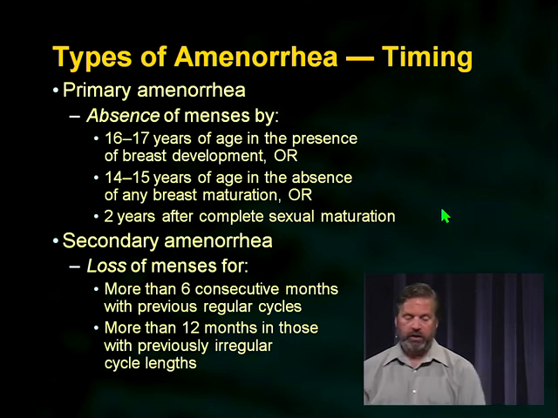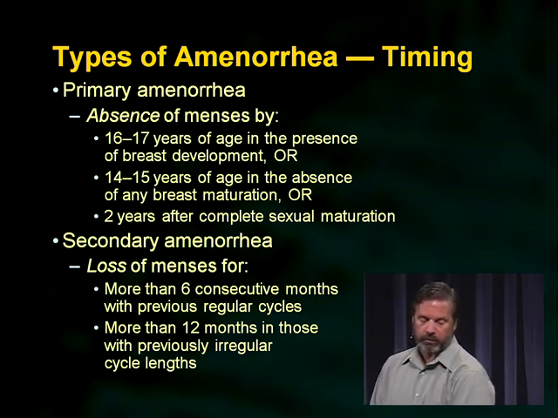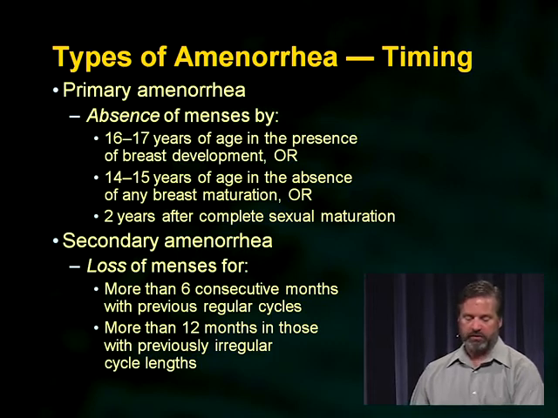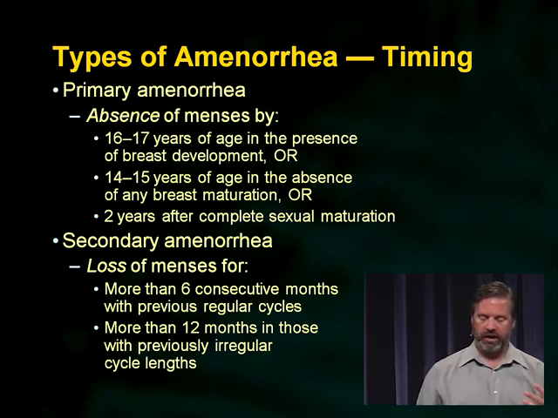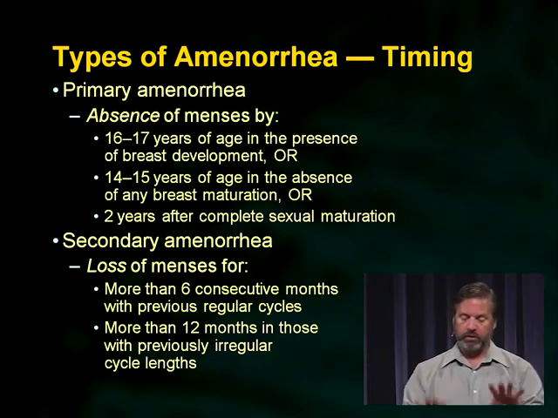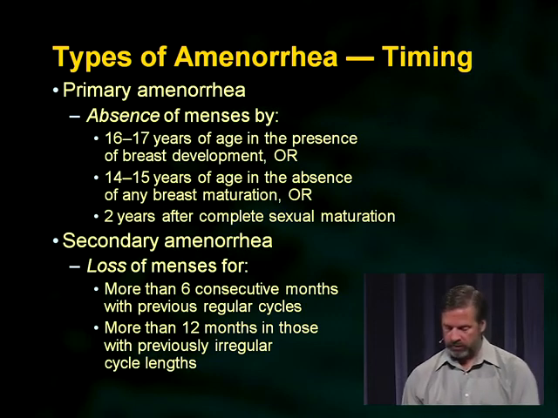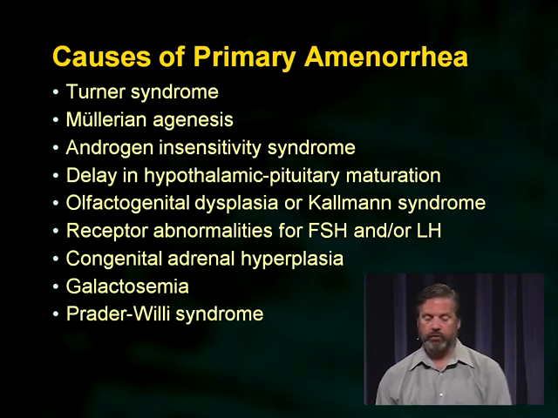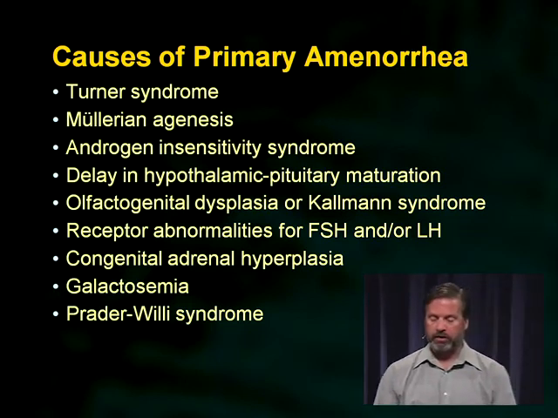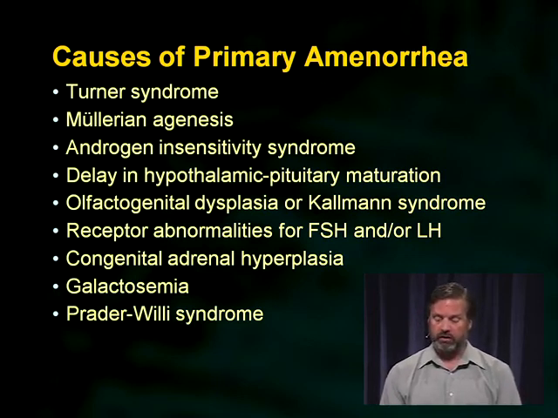So amenorrhea is best categorized as primary and secondary. Primary amenorrhea is the absence of menses by a certain period of time. And then secondary amenorrhea is the loss of menses after the patient has established a more regular cycle. So separating those out is helpful because the causes tend to be different. So for primary amenorrhea, the woman has never established a regular menstrual cycle. I've listed for you the many different possibilities to consider.